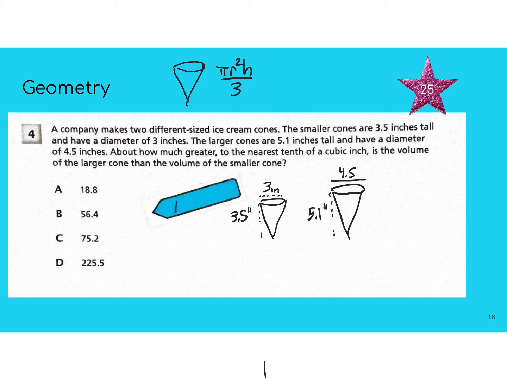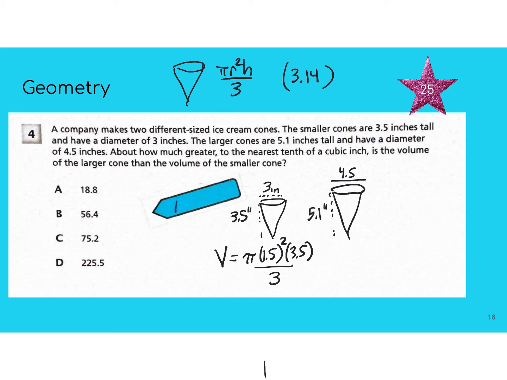So to find the volume, we are going to plug in volume equals pi. Your radius is half your diameter. So if your diameter is 3, your radius is 1.5 squared times your height, which is 3.5, divided by 3. So notice there are no pi's in your answer. That means that you can use your 3.14 for pi. It does not tell you that, so you can just know pi is 3.14.